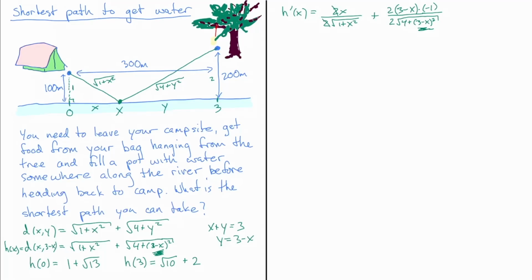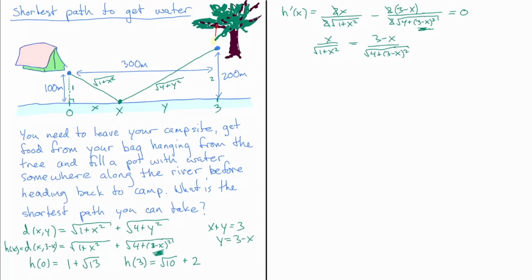Okay, so there's some cancellation. I can cancel the 2 on top and bottom in both of these. And I'm going to bring this minus 1 out in front and erase this plus and make it a minus, and that means I can get rid of this minus 1. And now I want critical points, so I'm going to set this equal to 0. All right, so that's equal to 0 when x over the square root of 1 plus x squared is equal to 3 minus x over square root of 4 plus 3 minus x squared.